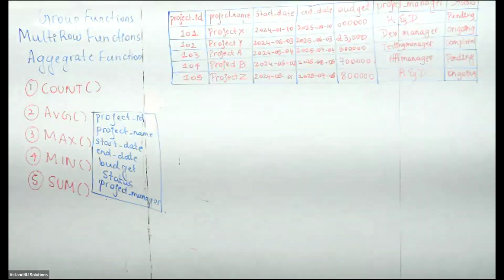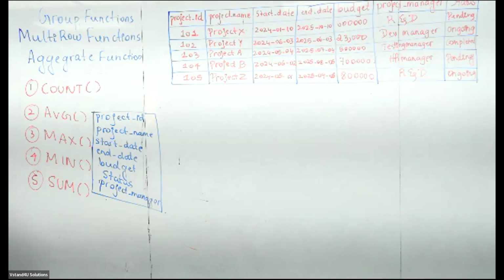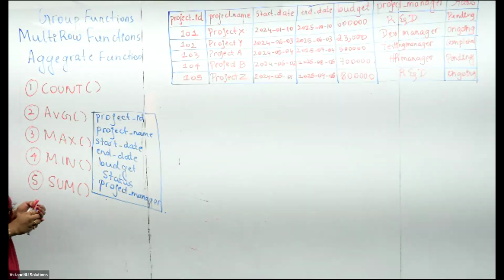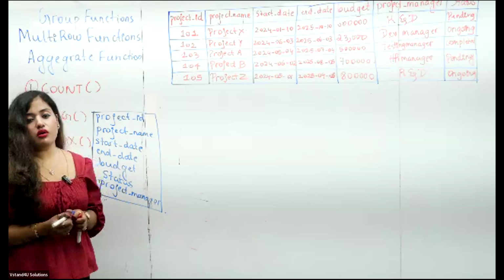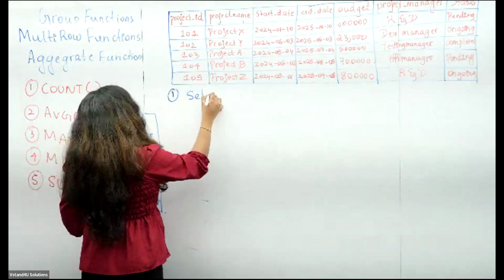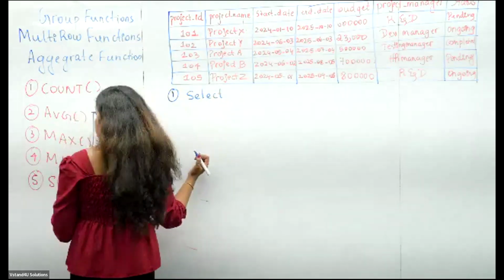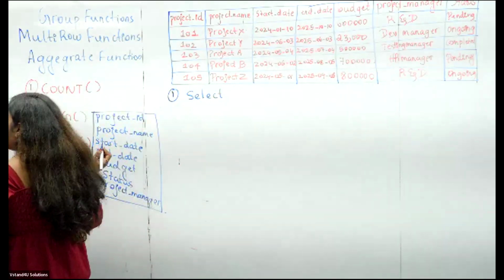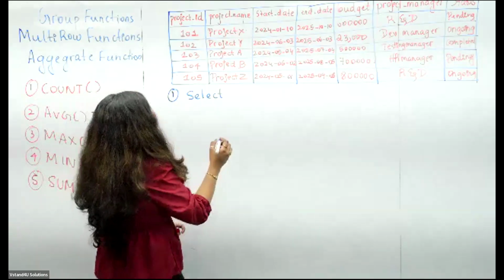Okay. Guys, see, I have written the table. What is the first query they are telling? Write a query to find the total count of project names from project table. So how will you write the query? First of all, select what you are supposed to select. You have to get the count of project name.